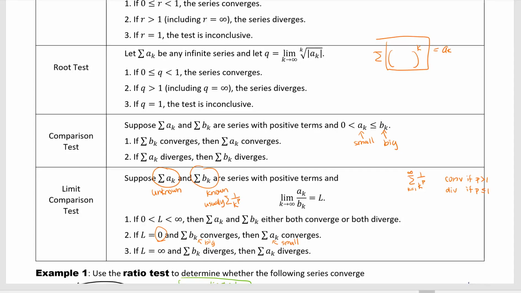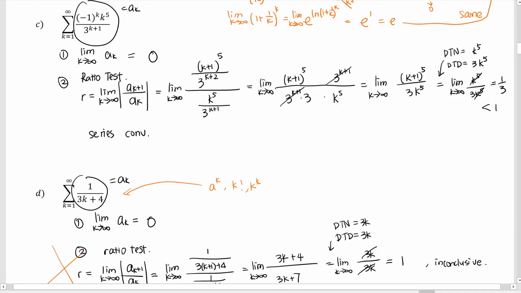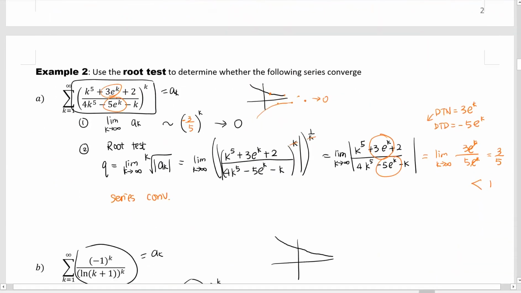If L is infinity, which one is bigger? The numerator is bigger, right? So that's why if the small guy diverges, then the big guy also diverges. Okay, so that is the comparison test and the limit comparison test. Usually I suggest you use the limit comparison test, and we will see why.